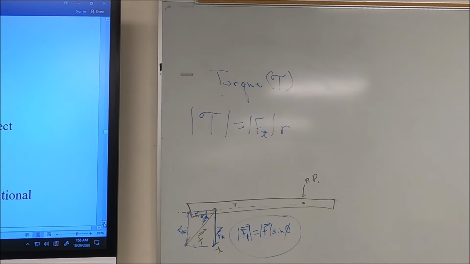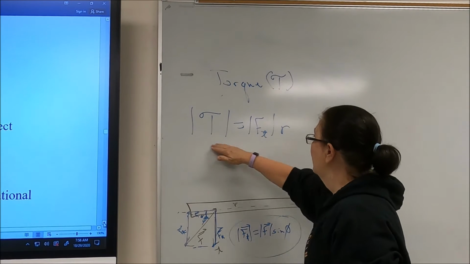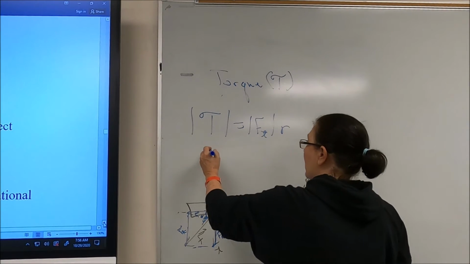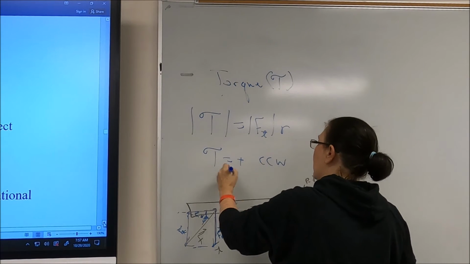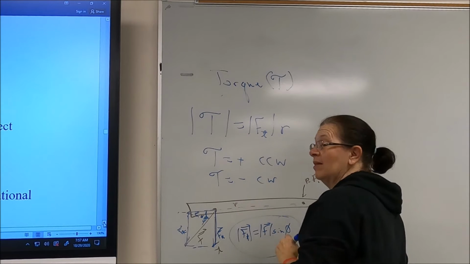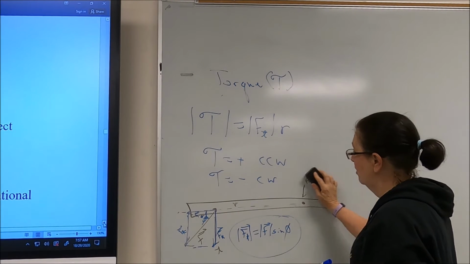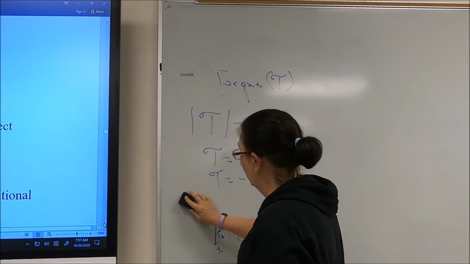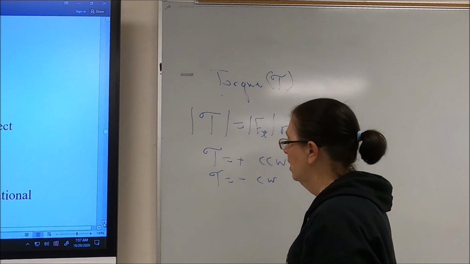Now, I'm used to calculating it this way and then saying that torque would be positive for counterclockwise, torque would be negative for clockwise, reinforcing the idea that we have something that has a directionality to it.